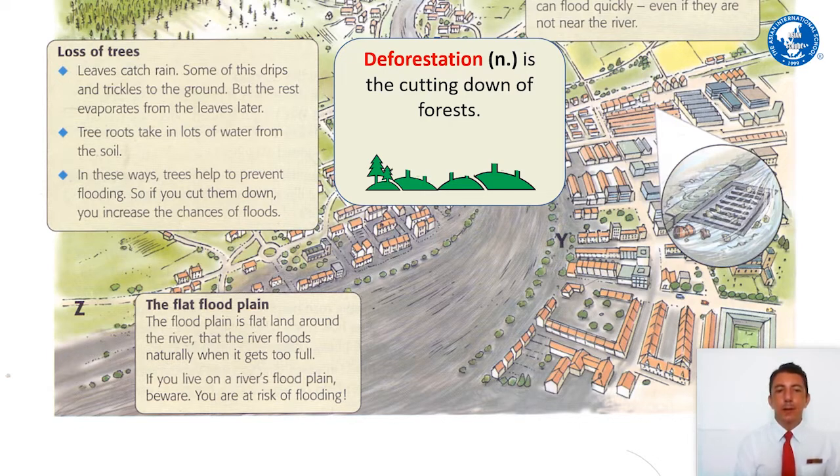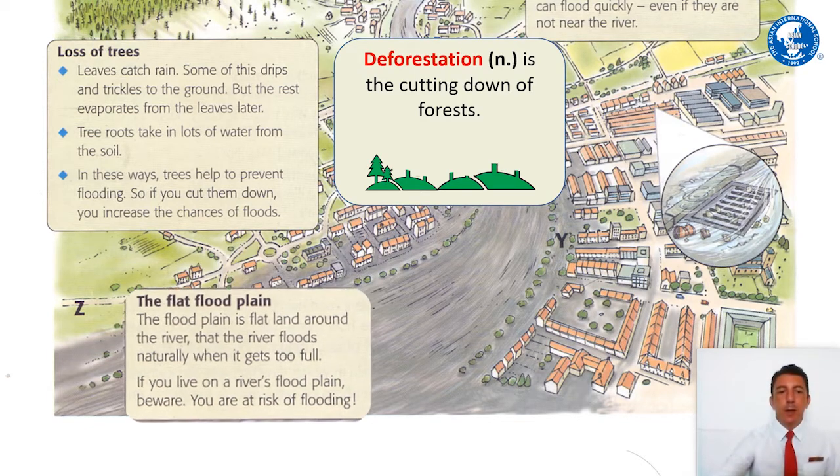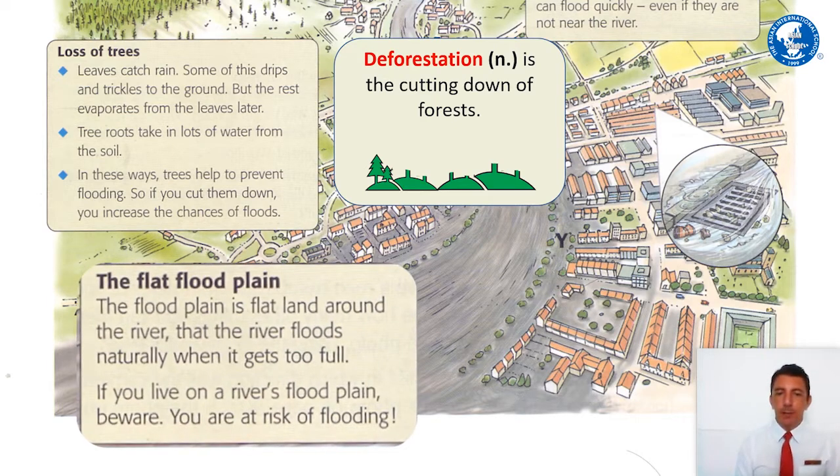And building on the flat floodplain. Now the floodplain is the flat land around the river, and this will flood naturally when it gets too full. But if we build here, we're not increasing the risk of flooding, but we're making the flooding a problem for us. If it floods on the floodplain and nobody lives there, it's not a problem. It's just a natural phenomenon. But if we build our houses there, well then we're creating a problem for us.